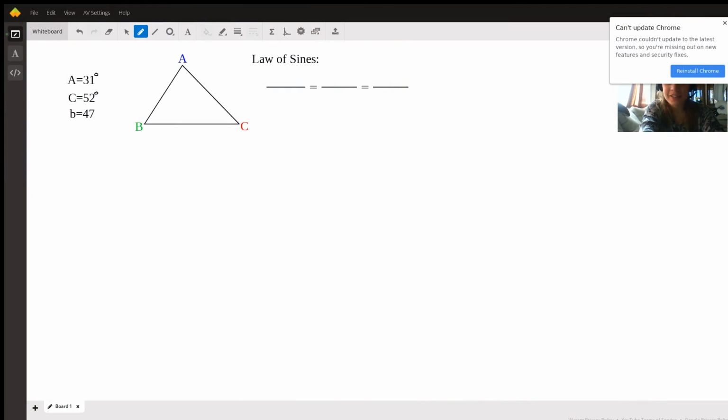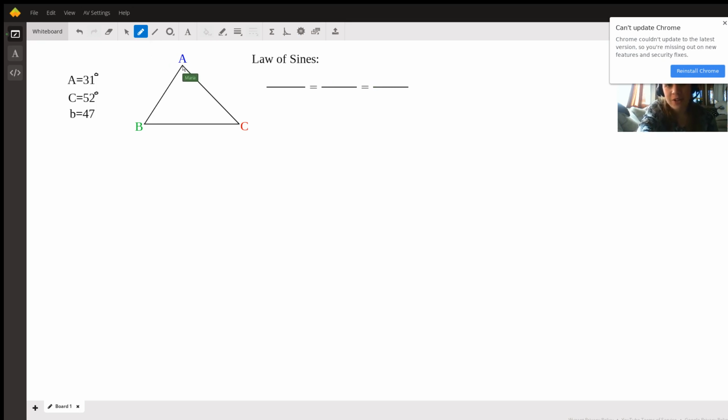All right, hello. I'm going to answer this question about given triangle ABC with angle A's measure equal to 31 degrees, angle C's measure equal to 52 degrees, and side length B equal to 47. Find the length of side A. So first things first, you need to draw a diagram, figure out where everything is.